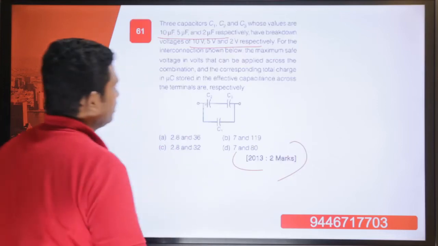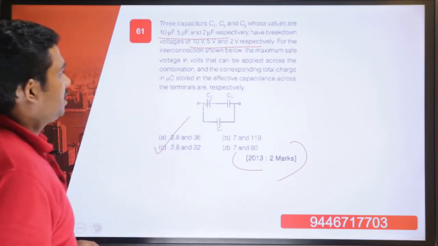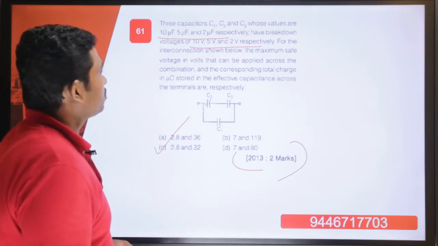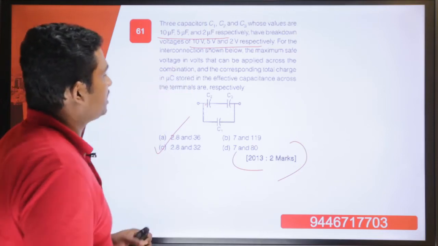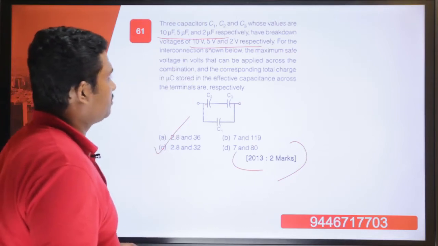So what is our answer? Our answer is option C. The question asks for the effective capacitance across the terminal and the total charge in microcoulomb stored. So for the interconnection shown below, the maximum safe voltage in volt that can be applied across the combination and the corresponding total charge in microcoulomb is what is asked.